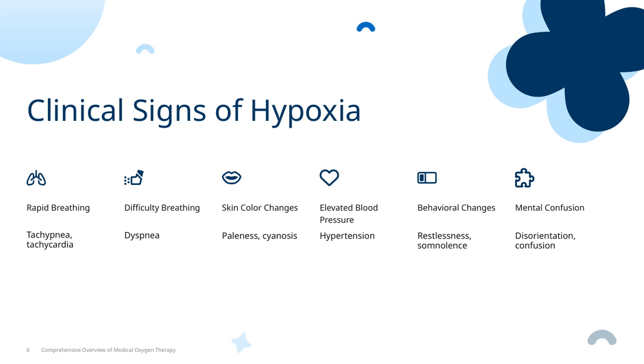Skin changes are also key signs. Paleness and cyanosis, which is a bluish discoloration of the skin, especially around the lips and fingertips, signal significant oxygen deficiency. Dyspnea or difficulty breathing is a hallmark symptom, often accompanied by rapid breathing or tachypnea. As the condition worsens, this can be paired with tachycardia, which is an increased heart rate, as the heart works harder to deliver oxygen throughout the body. Recognizing these signs early is crucial in managing hypoxia effectively and ensuring timely intervention.